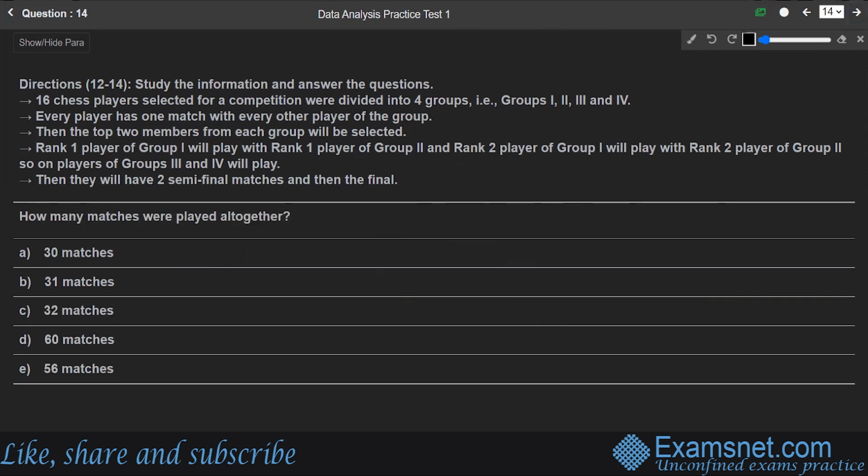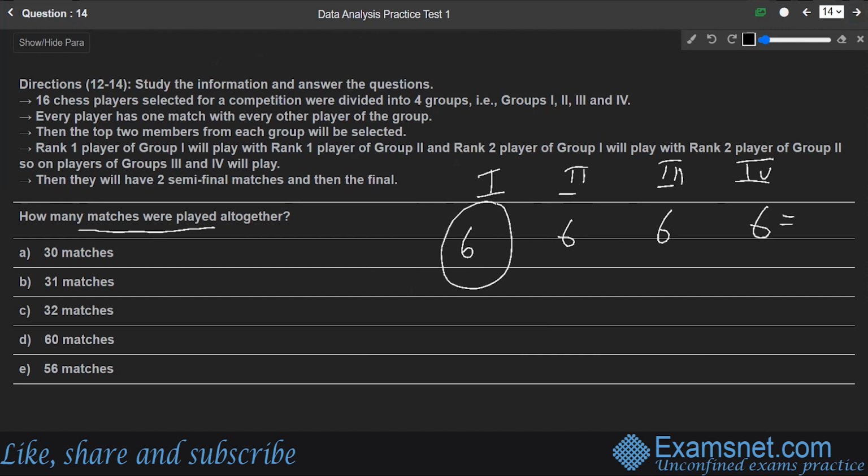Now, how many matches were played altogether? We have just seen in the very first round how many matches were played. There were four groups: first, second, third, and fourth. In the first question itself, we found out how many matches are being conducted in every group. It was 4C2, that came out to be 6. So 6 here, 6 here, 6 here, and 6 here. That is 24 matches being played here in the first round.